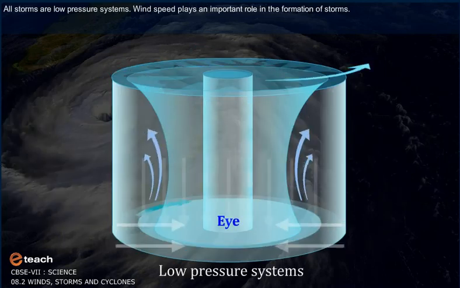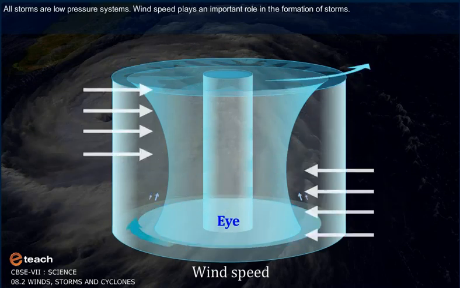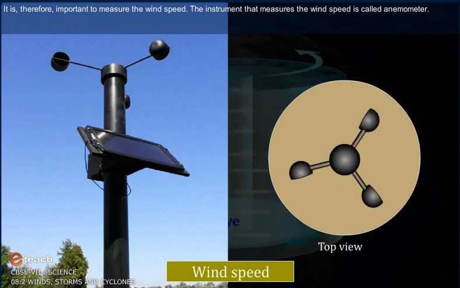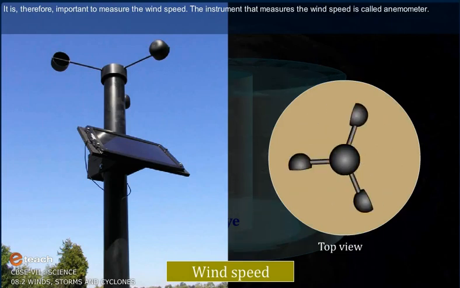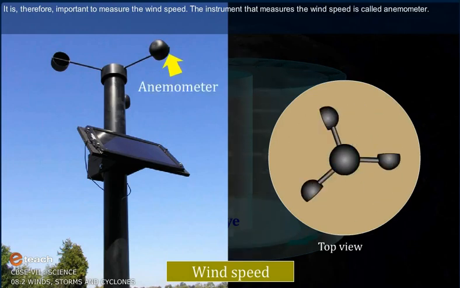All storms are low-pressure systems. Wind speed plays an important role in the formation of storms. It is therefore important to measure the wind speed. The instrument that measures the wind speed is called anemometer.